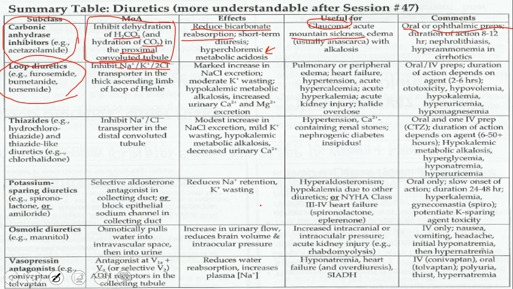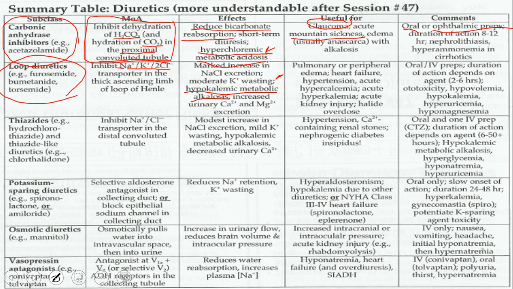So the effects are going to be a marked increase in sodium chloride excretion. In other words, you're going to get rid of a lot of sodium and a lot of chloride, and the water is going to follow that. And you also have moderate potassium wasting as well. Hypokalemic metabolic alkalosis. Whereas if you remember, this was hyperchloremic metabolic acidosis. This is hypokalemic metabolic alkalosis.